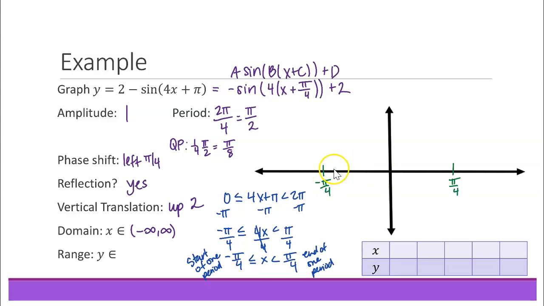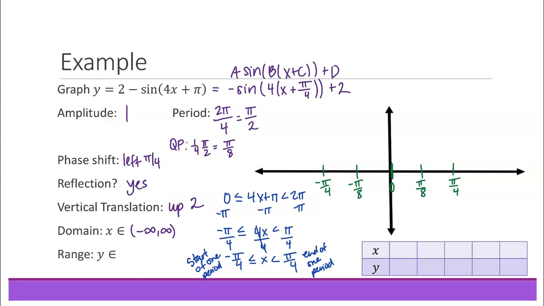So that's going to be the start and end of one period of my sine function here. And I want to divide it into 4 equal parts. And I know the quarter period is pi over 8. So halfway is nice, that's just 0. And then when I go to label these tick marks here, this is going to be positive pi over 8, and this is going to be negative pi over 8.